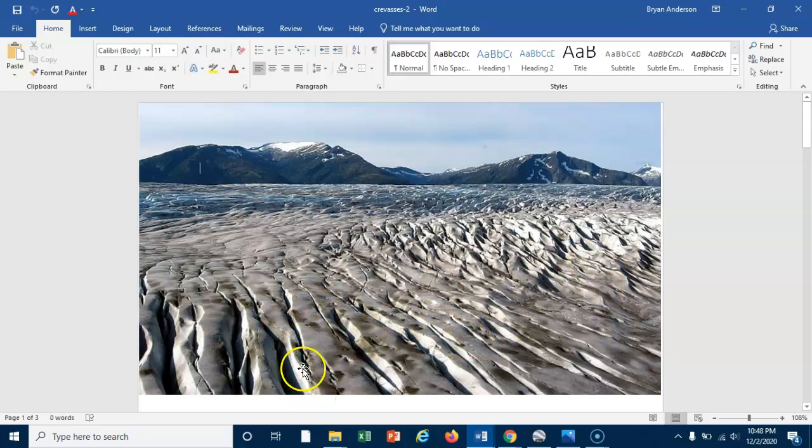Looking at another picture of crevasses, here we can see them. These have been weathered a bit. The edges are rounded off by solar heating and wind blasting. It's interesting, though. These are a major problem.